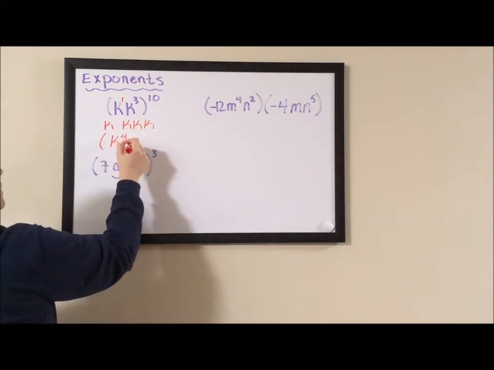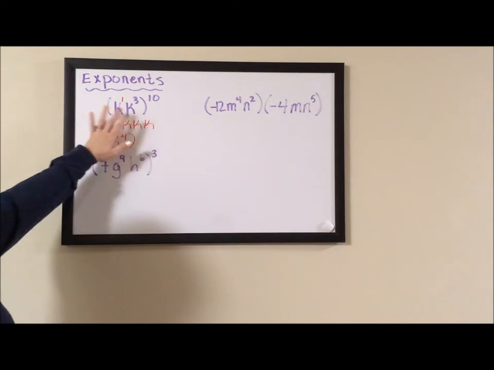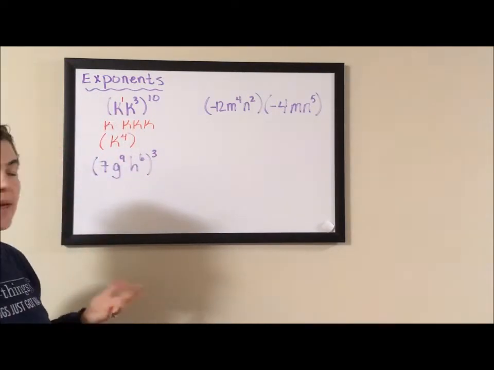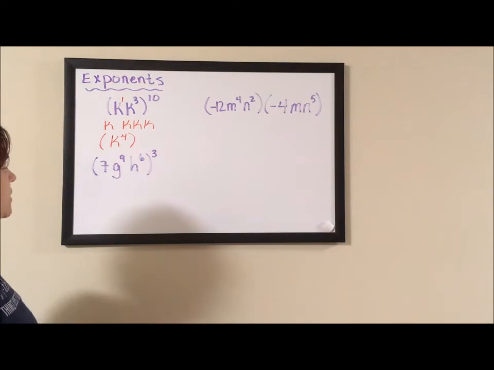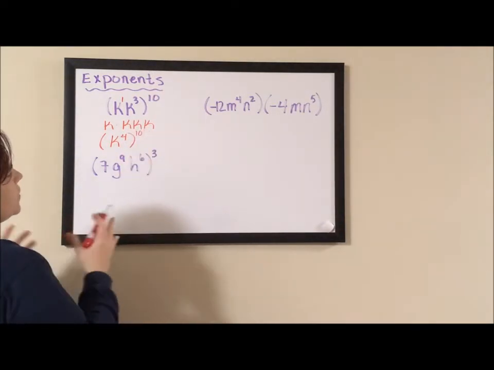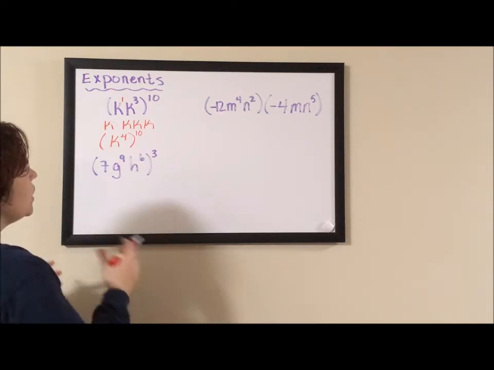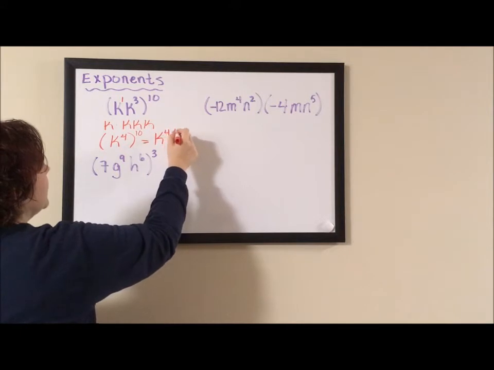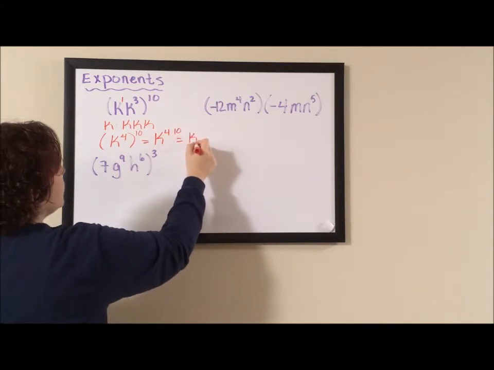So the rule says if the exponents are attached to bases and the bases are the same and you multiply them, you add the exponents. But like distributing into parentheses, if the number is attached to the parentheses, you multiply. So this becomes k to the 4 times 10, or k to the 40.